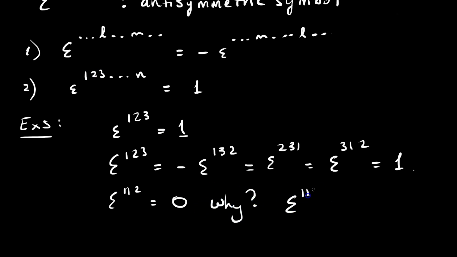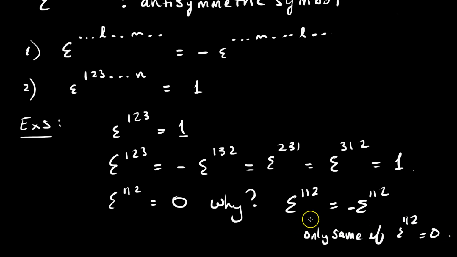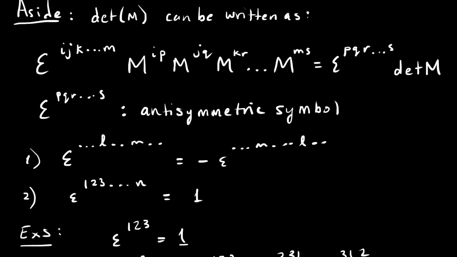Well, epsilon 1, 1, 2 would have to be the same as epsilon 1, 1, 2 but with a negative sign if we flip the first and second index, and that would have to be the same. But that's only the same if epsilon 1, 1, 2 is 0. There's no other way that this could be valid if it's not equal to 0. So now back to our equation.